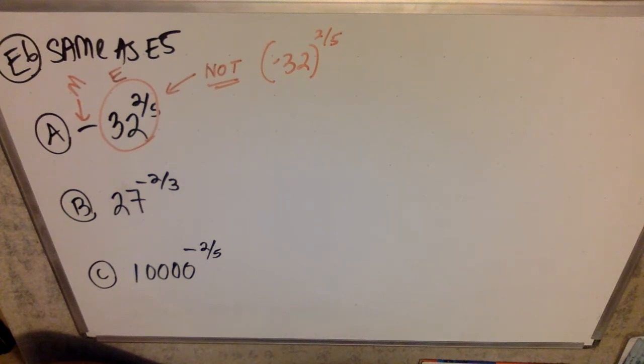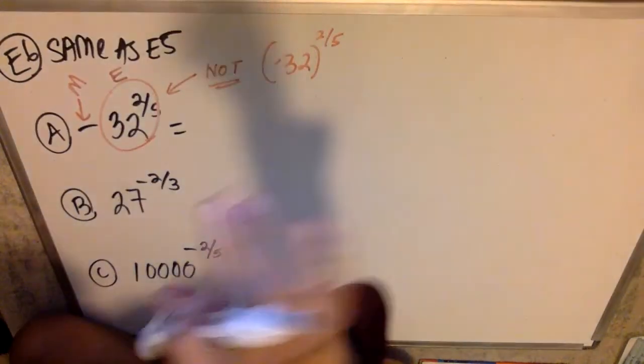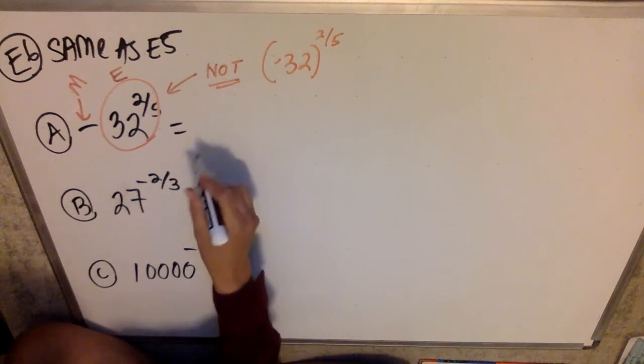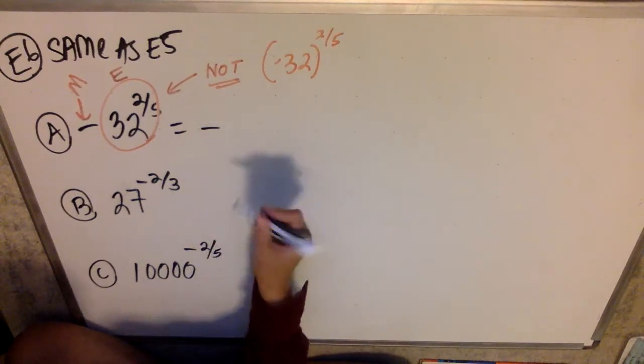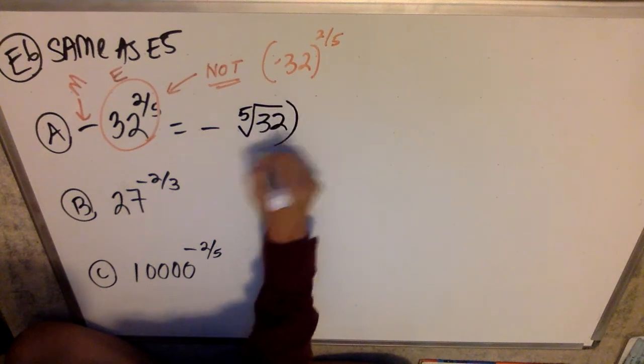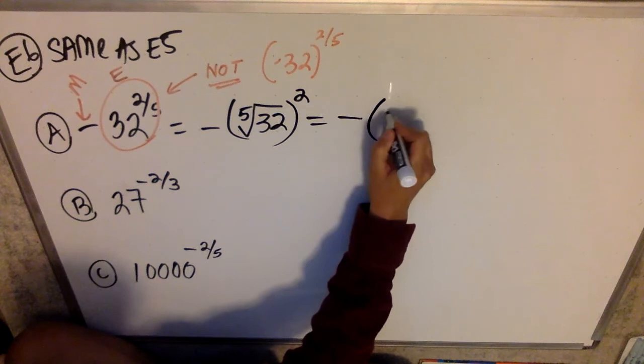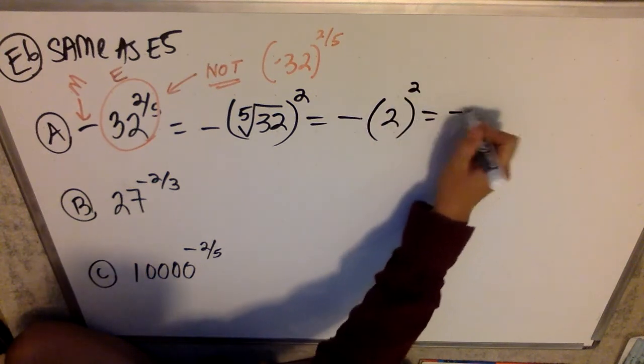It is not the same as if I put a negative inside the 2/5. So that negative is just going to chill out in front, okay? What's going to happen is this negative just chills in front, and I'm going to get that I want the 5th root of 32 all to the 2nd. Well, that's a negative in front of a 2 to the 2nd, which is a -4, right?